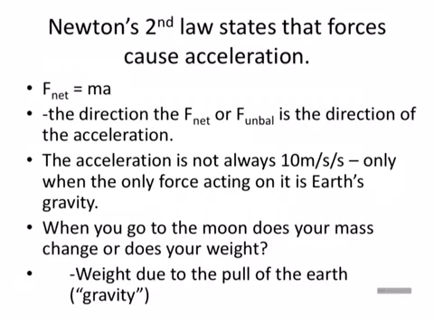So if you stood on a scale on the moon, your weight, the number on the scale, would be different on the moon than on Earth, because the moon is going to pull on you less than what Earth will pull on you. Earth's acceleration due to gravity is 9.81 meters per second squared, versus on the moon, the acceleration is 1.67 meters per second squared.